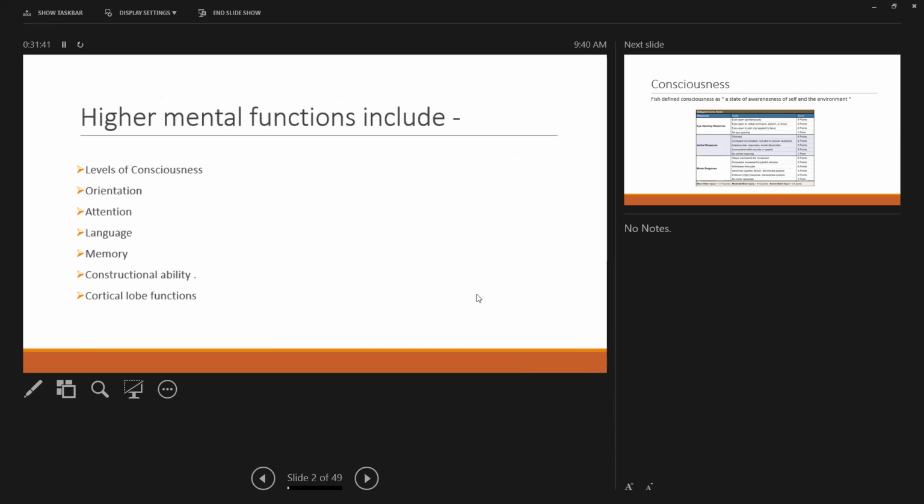So first we'll start with the levels of consciousness. Then for orientation we'll take time. We'll check for time, place, and person. And then for attention, we'll do this digit repetition test. And for language, we'll start with comprehension, then naming, then fluency. And for memory, we will start first of all with the new learning ability, then the rest.